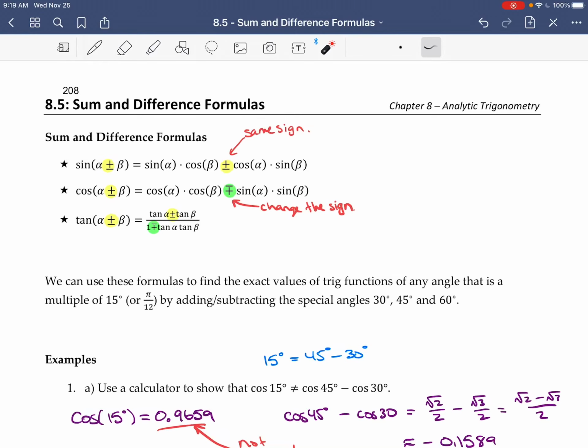In this video, we're going to do a few examples that involve using the sum and difference formulas. Okay, so remember, these are the formulas.